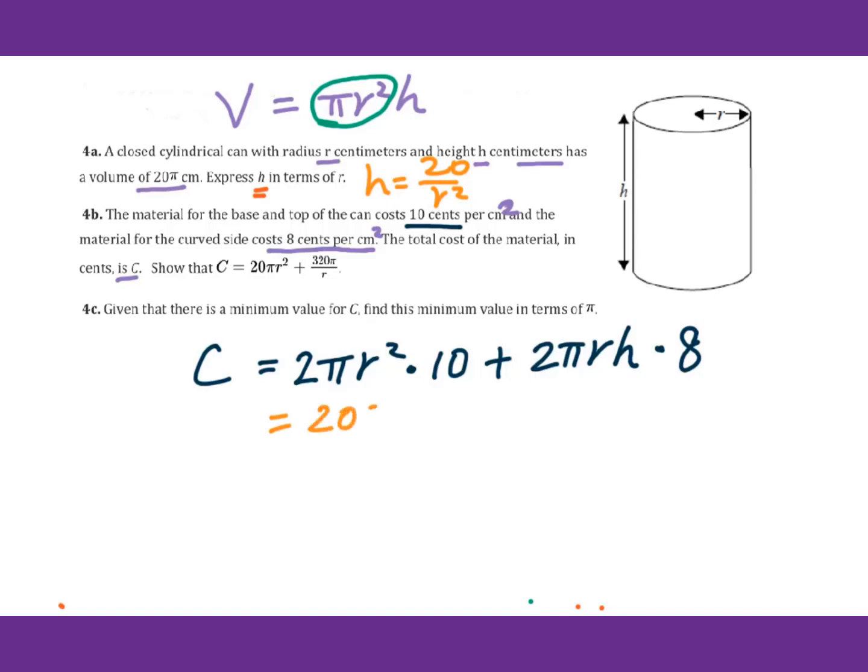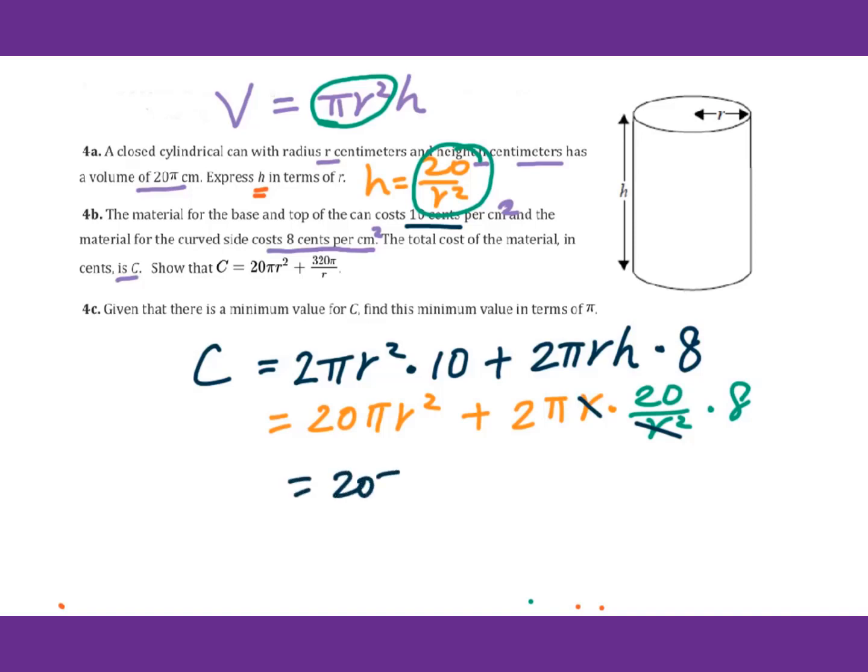Organize, you will get 20 pi r squared plus 2 pi r times h times 8. We already figured out h is 20 over r squared. So we reduce r squared, leaving r. You will get 20 pi r squared plus, denominator is r, 40 times 8 is 320 pi. When you say show that, it means you try to figure out this C.